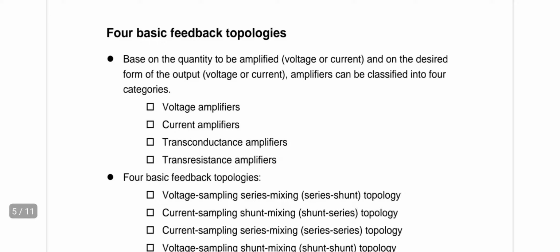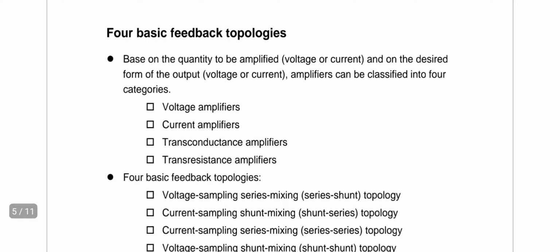Now we will see the basic topologies of a feedback amplifier. Basically there are four topologies. They are given by voltage amplifier, current amplifier, transconductance amplifier or transresistance amplifier. These are the categories of the amplifier used in these four topologies. So based on the quantity to be amplified, either it is voltage or current, and on the desired form of output, that is also voltage or current, amplifiers are classified into four. That is voltage amplifier, current amplifier, transconductance amplifier and transresistance amplifier.